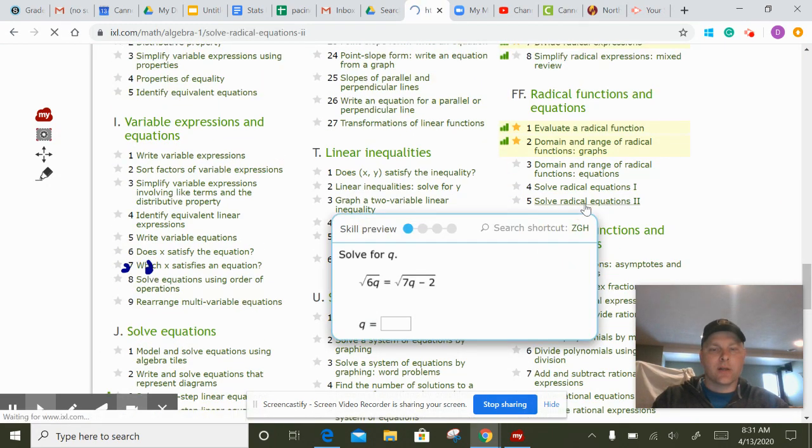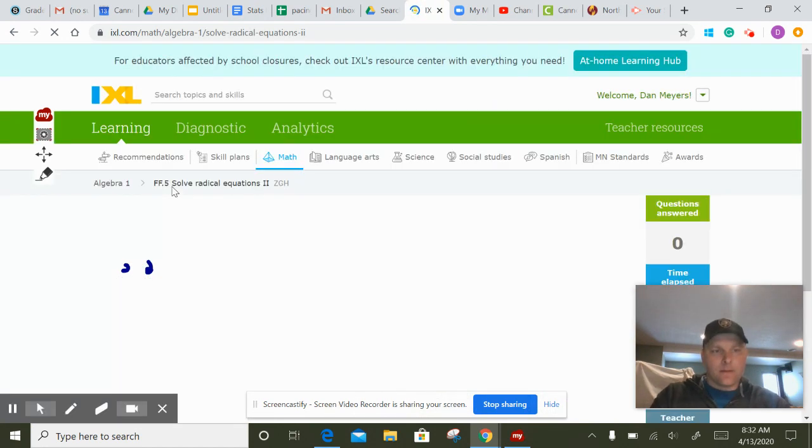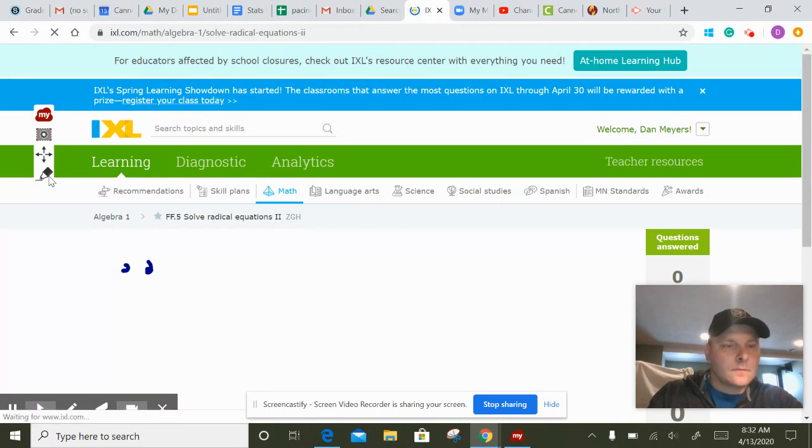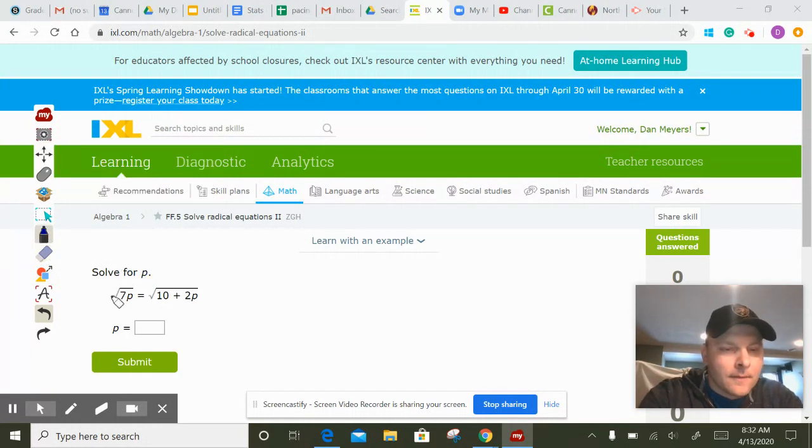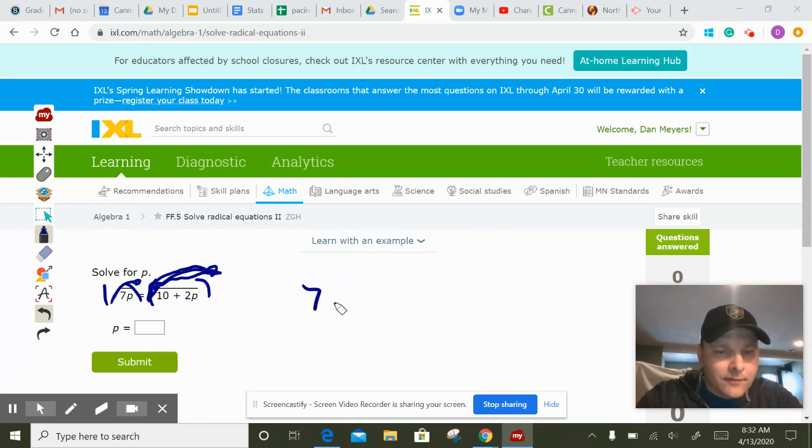FF5 is going to be similar skills, except there's going to be square root on both sides. Okay, so these ones on FF5, if there was extra stuff outside of these square root symbols, it'd be a little bit more work. These ones are pretty straightforward because we don't have anything outside of there. We can go right to the step when you square both sides. And when you square both sides, remember all that does for these is it gets rid of the square root sign. So basically, both square root signs are going to be gone, and you're going to have just 7 times p equals 10 plus 2p after you do that.